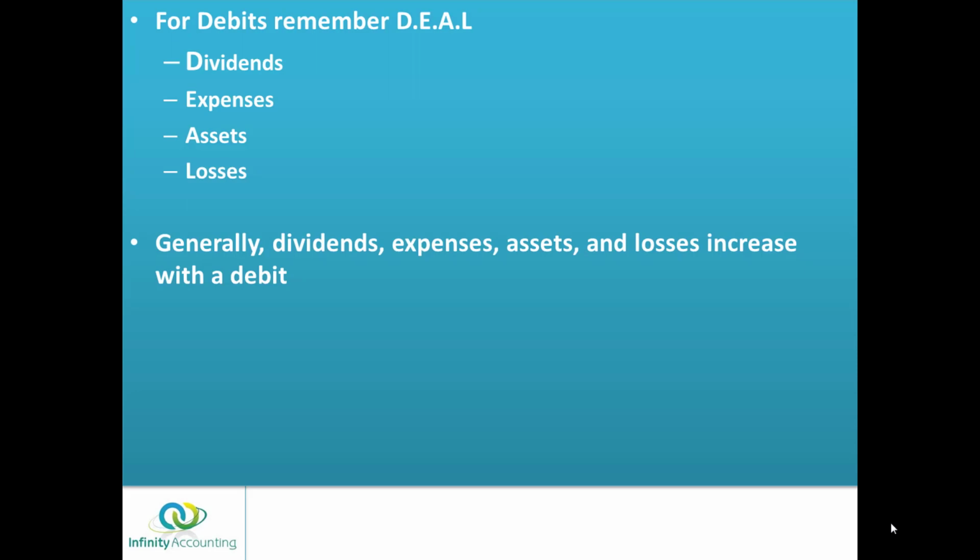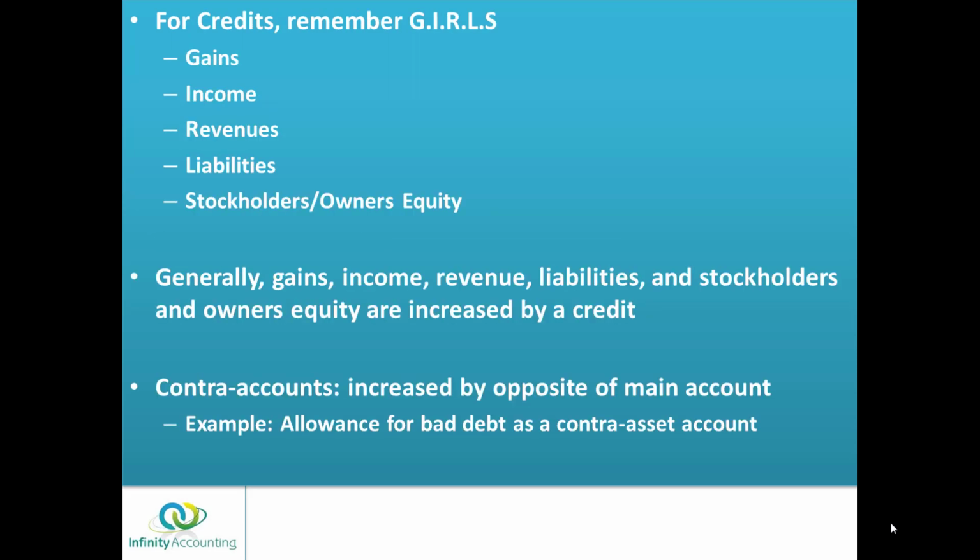For debits, we remember the word DEAL: dividends, expenses, assets, and losses. Generally speaking, the dividends, expenses, assets, and losses accounts will increase with a debit. Likewise, for credits, we remember the word GIRLS. Generally, gains, income, revenue, liabilities, and stockholders' and owners' equity are increased by a credit.